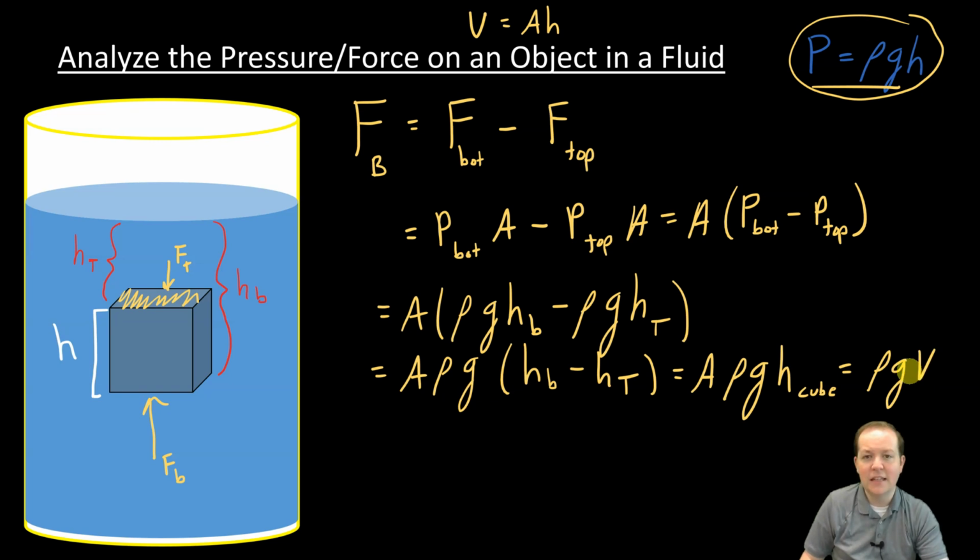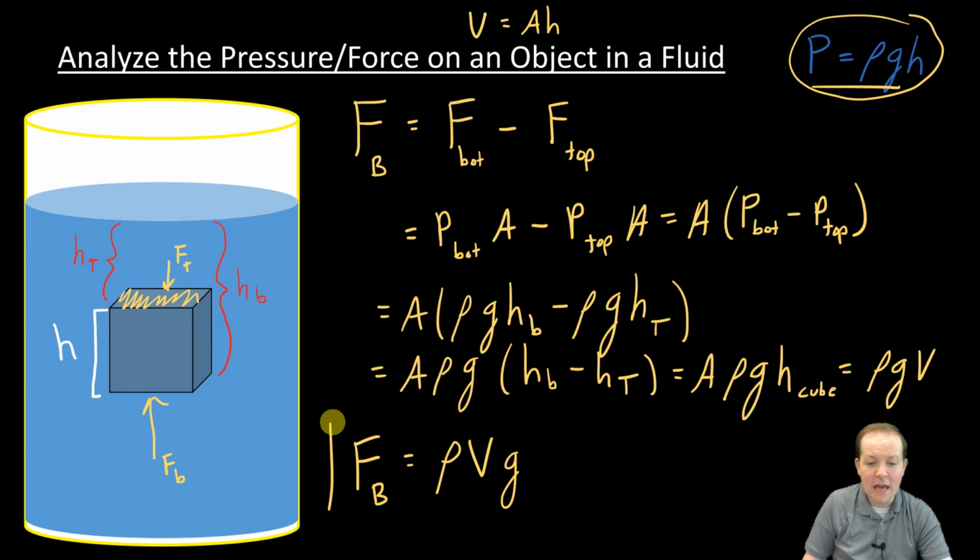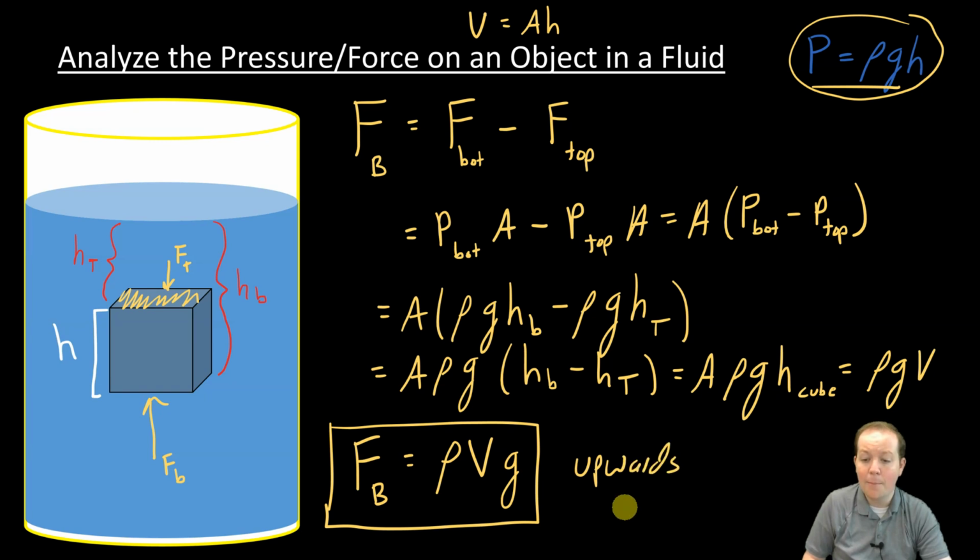And just because classically this is often rewritten in a slightly different way, I'm going to come right here and finish up. The buoyant force, the force that's acting on an object, is equal to the density of the fluid multiplied by the volume of the object multiplied by g. And team, again, because there's more pressure on the bottom, there's more force from the bottom, there's more force upwards. This turns out to always be an upwards force. There is an upward buoyant force on objects in fluids, okay?